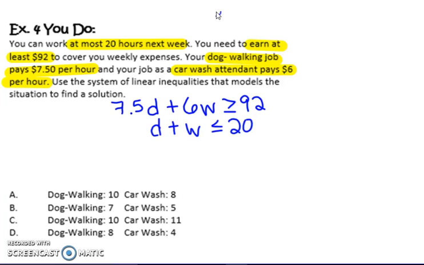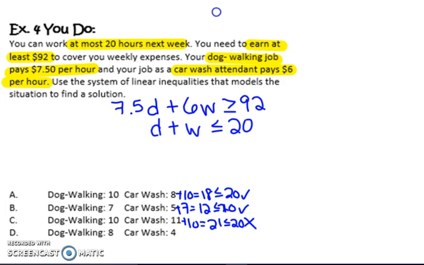Again, I like to start with the second inequality because it looks a little nicer. 8 plus 10 is equal to 18. Well, 18 is less than or equal to 20. 5 plus 7 is equal to 12, which is less than or equal to 20. 11 plus 10 is equal to 21. Well, that's not less than or equal to 20, so C does not work. And 4 plus 8 is equal to 12, which is less than or equal to 20. So now that we know those work, let's go and check our first inequality.